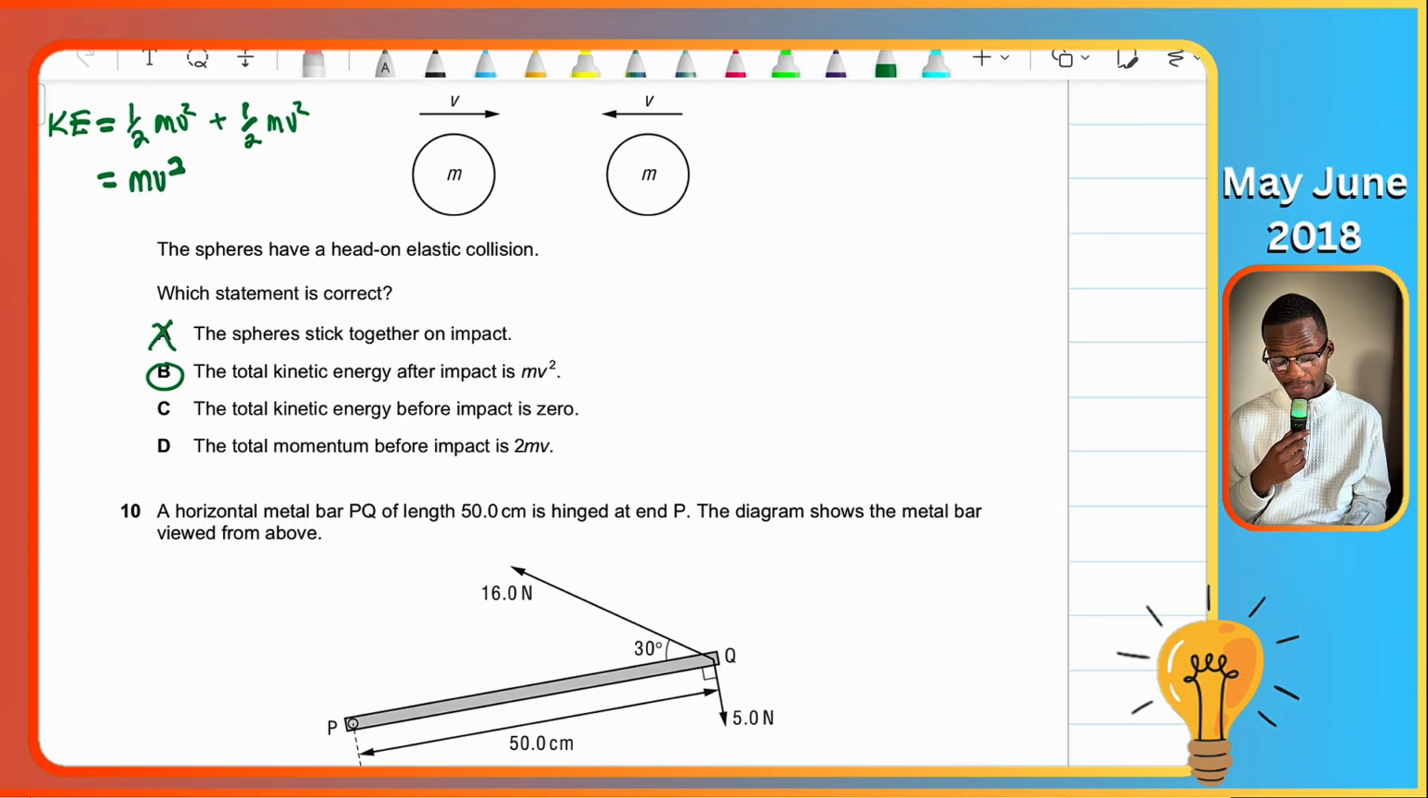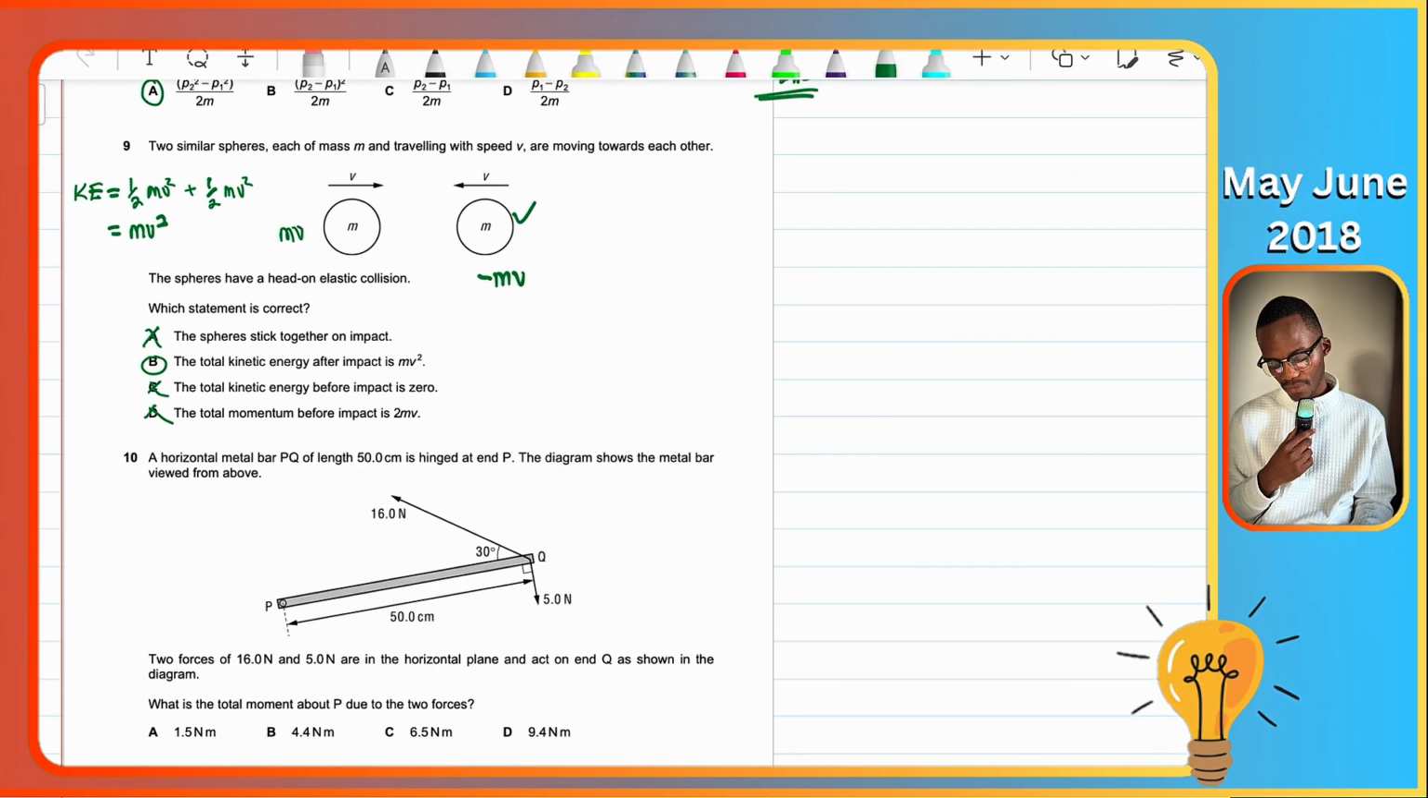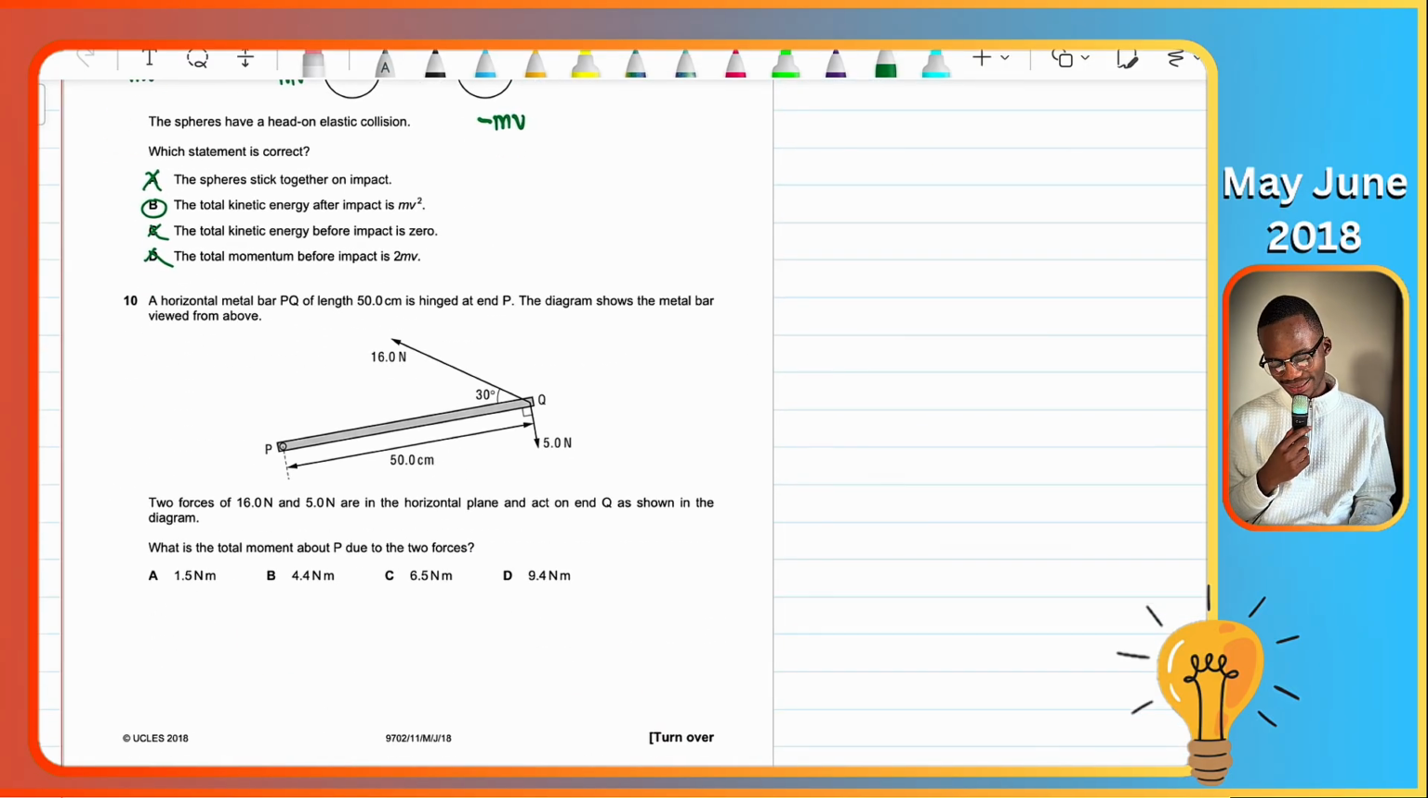But the total kinetic energy before impact cannot be 0. The total momentum before impact is not 2mv because they're moving in opposite directions. It's actually 0 because momentum, remember, is a vector. So it's going to have a negative for this guy. So we're going to have negative mv. And for this guy, we're going to have mv. You combine them together, you're going to have a momentum of 0. Okay. I hope I'm not moving too fast.